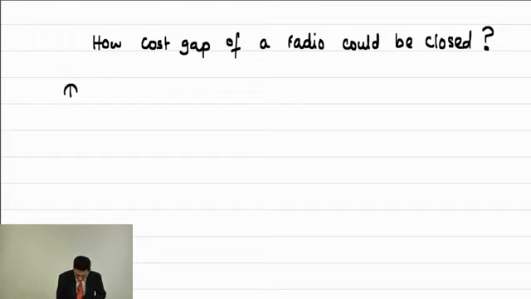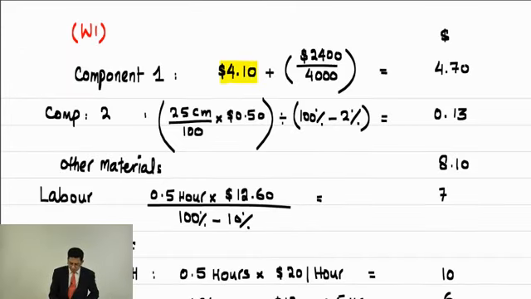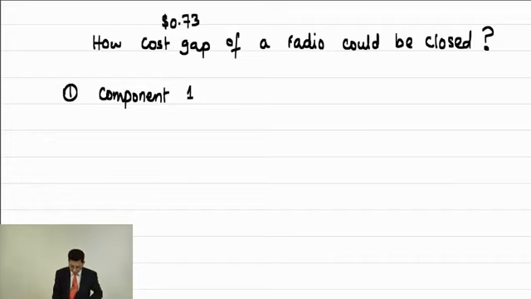For example, first of all, look at the cost gap. How much was the cost gap, by the way? If I forget, 0.73. Okay, now look at component number 1. At the moment, component number 1 is costing us 410 the price, and there are some delivery charges as well. So what I can suggest is a couple of things in here.